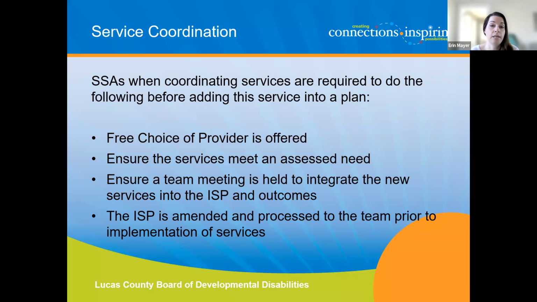So then we need to either amend the plan, or if it's time for the annual plan, when those things are being discussed, the SSA is going to implement all of those new services and supports into the plan and send that out to the team for review and agreement. And at that point, services can be implemented. So it is a process. Like I said, it's not just a phone call like, hey, we hear we can bill this service. Can you go ahead and authorize it? We need to make sure there's an assessed need, determine the provider, and then amend the plan.